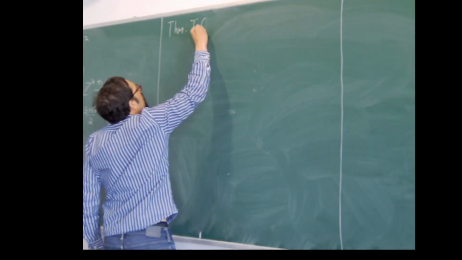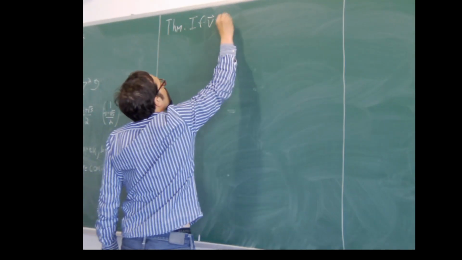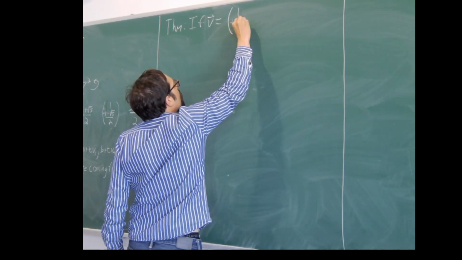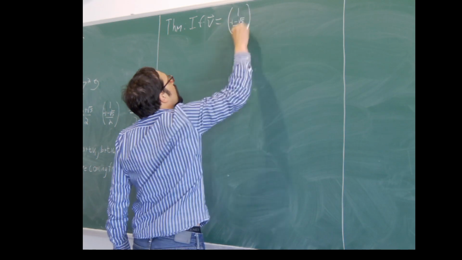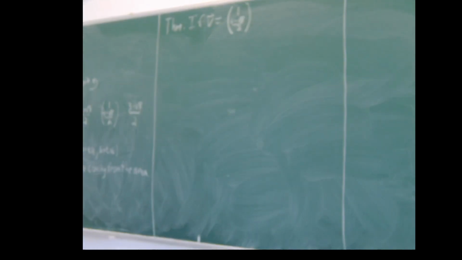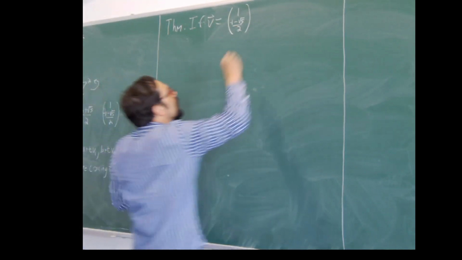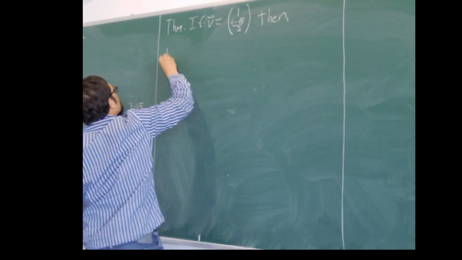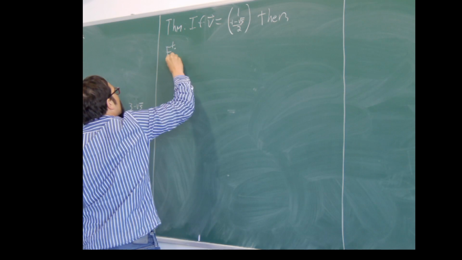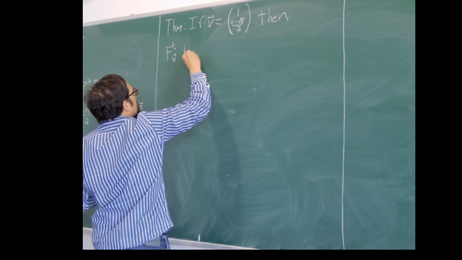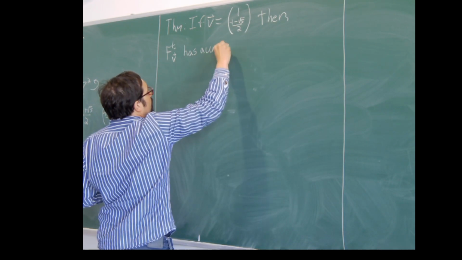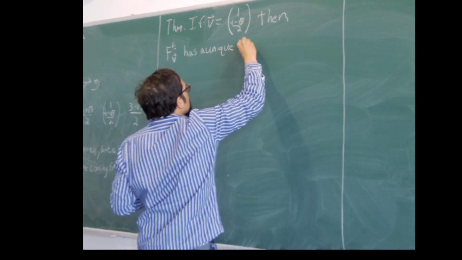If v is equal to (1 minus the square root of 5 over 2, 1), the contracted direction for A, then the flow F_t^v has a unique invariant probability measure.